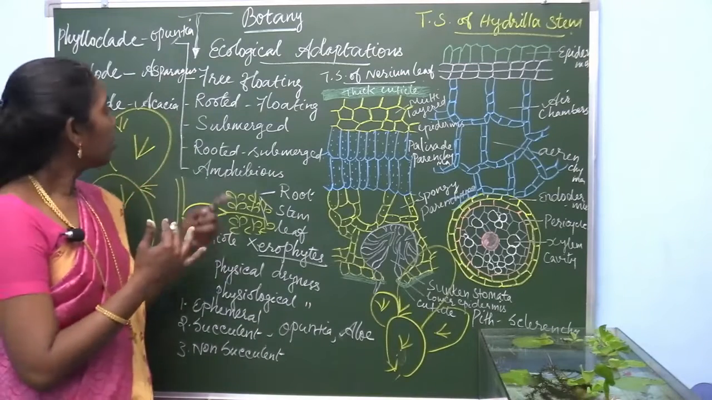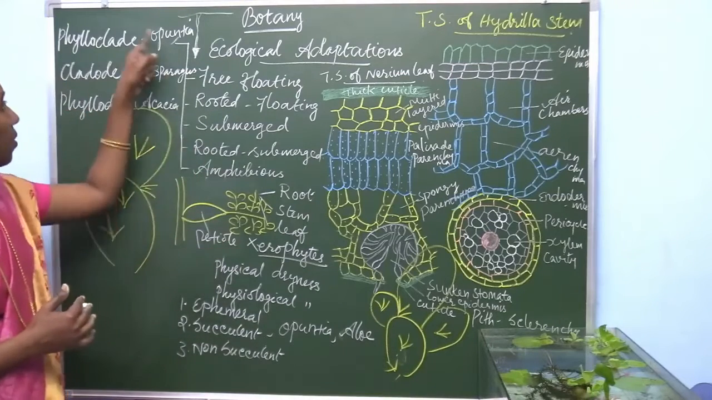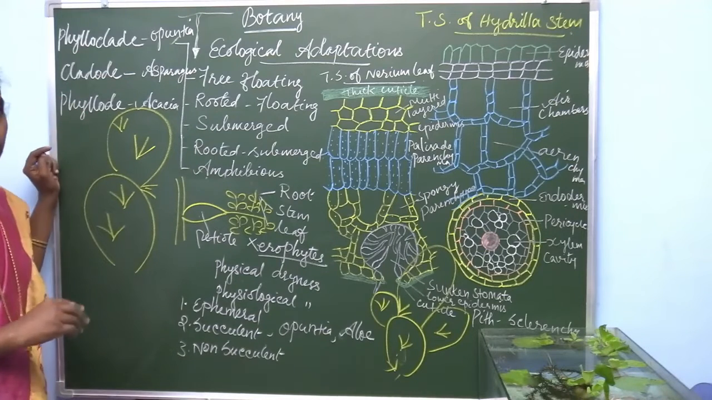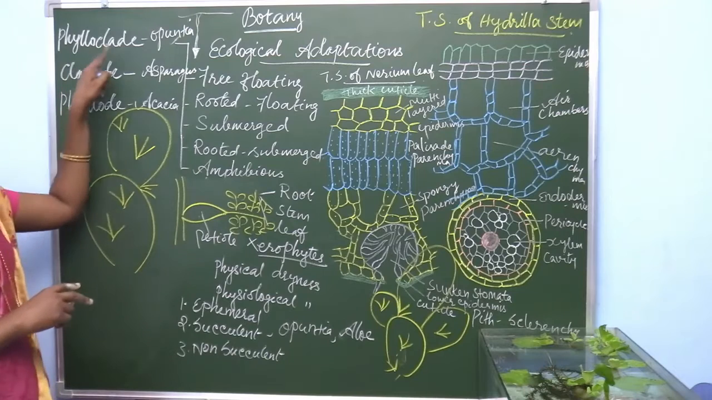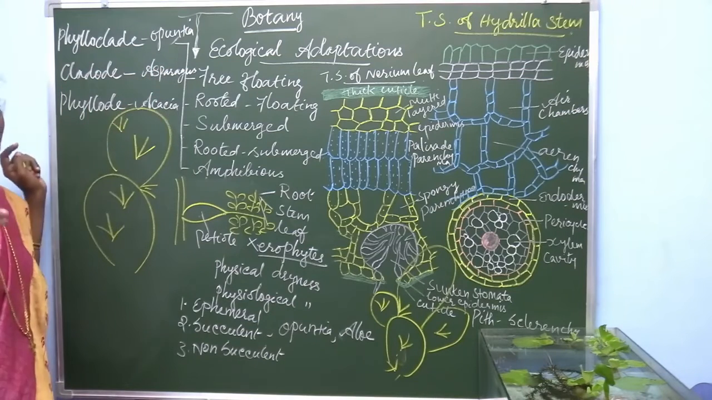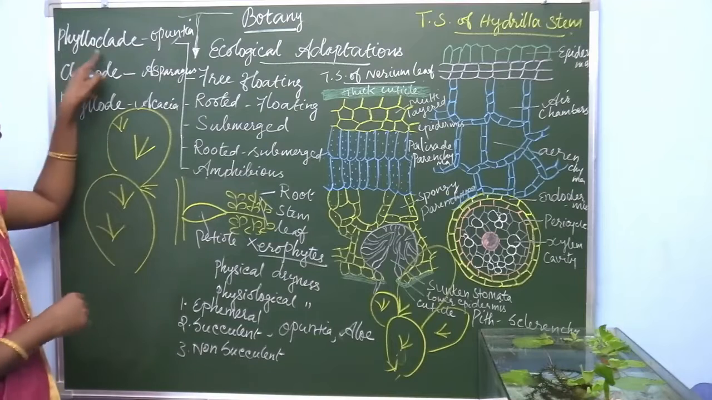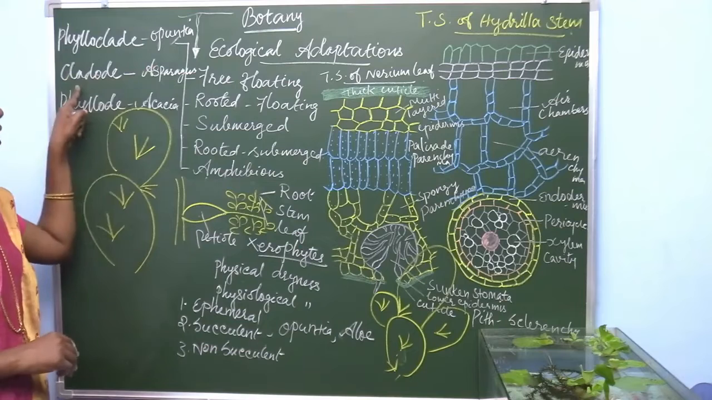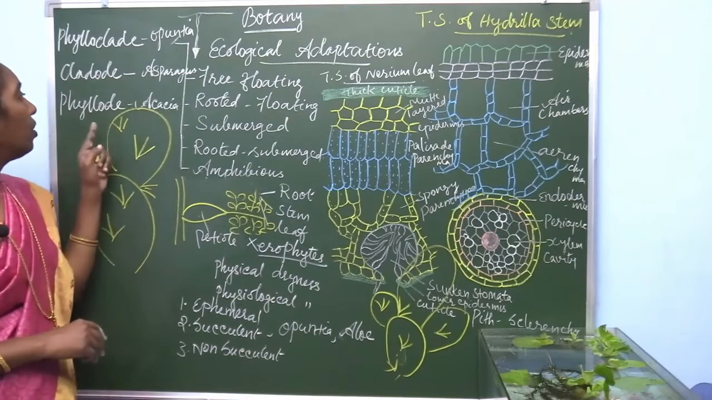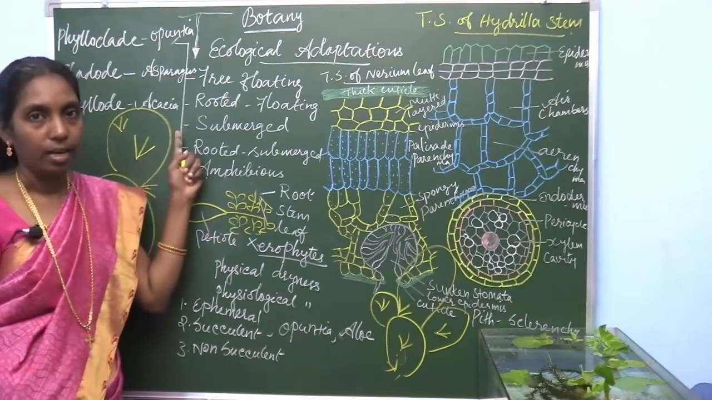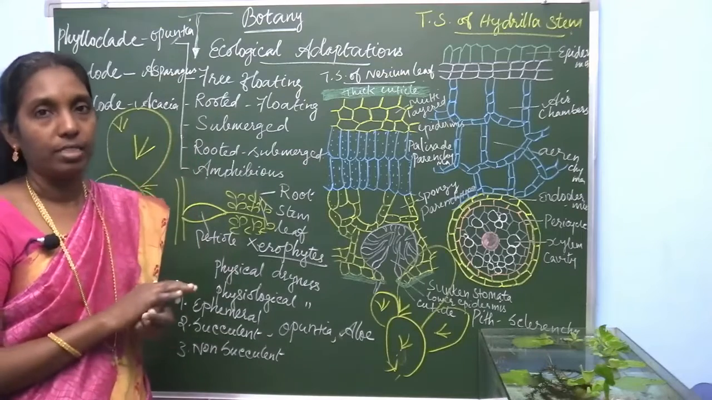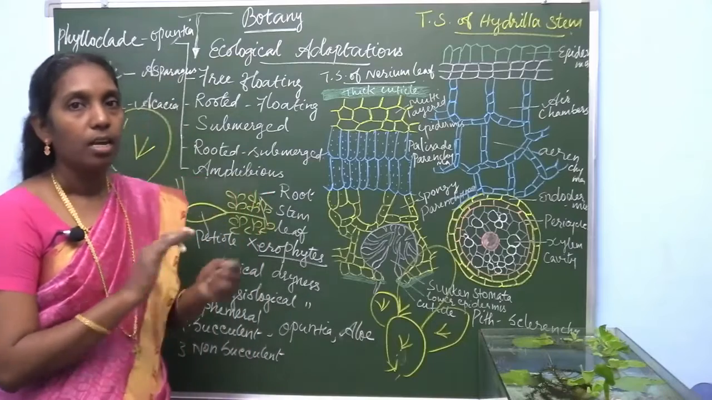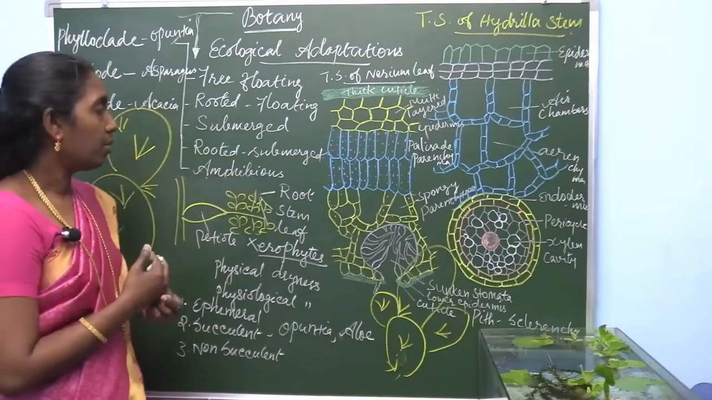Now, when you write about these morphological modifications, stem modifications, these three questions are important: modifications of Opuntia, asparagus, acacia. This is important: phylloclade, cladode and phyllodes. Phylloclade is observed in Opuntia, cladode in asparagus, phyllodes in acacia. This is stem modification. Succulent plants store water in their aerial parts, either stem or leaves.